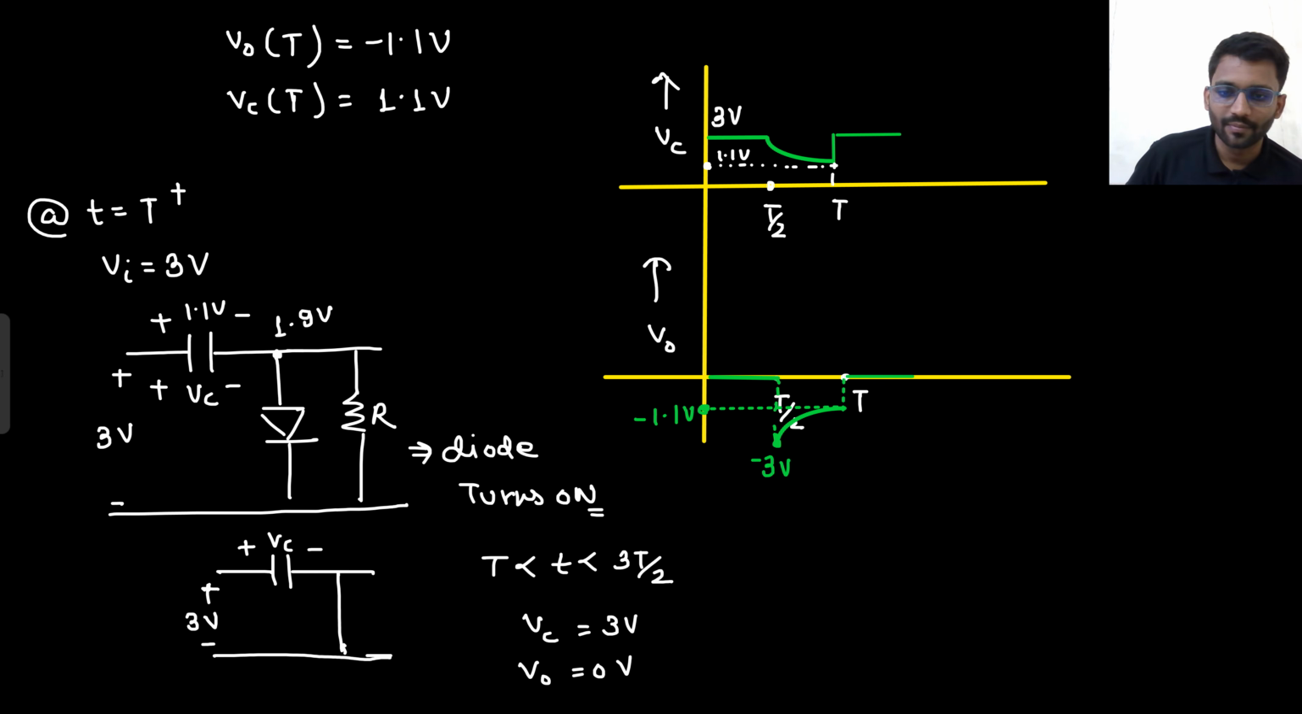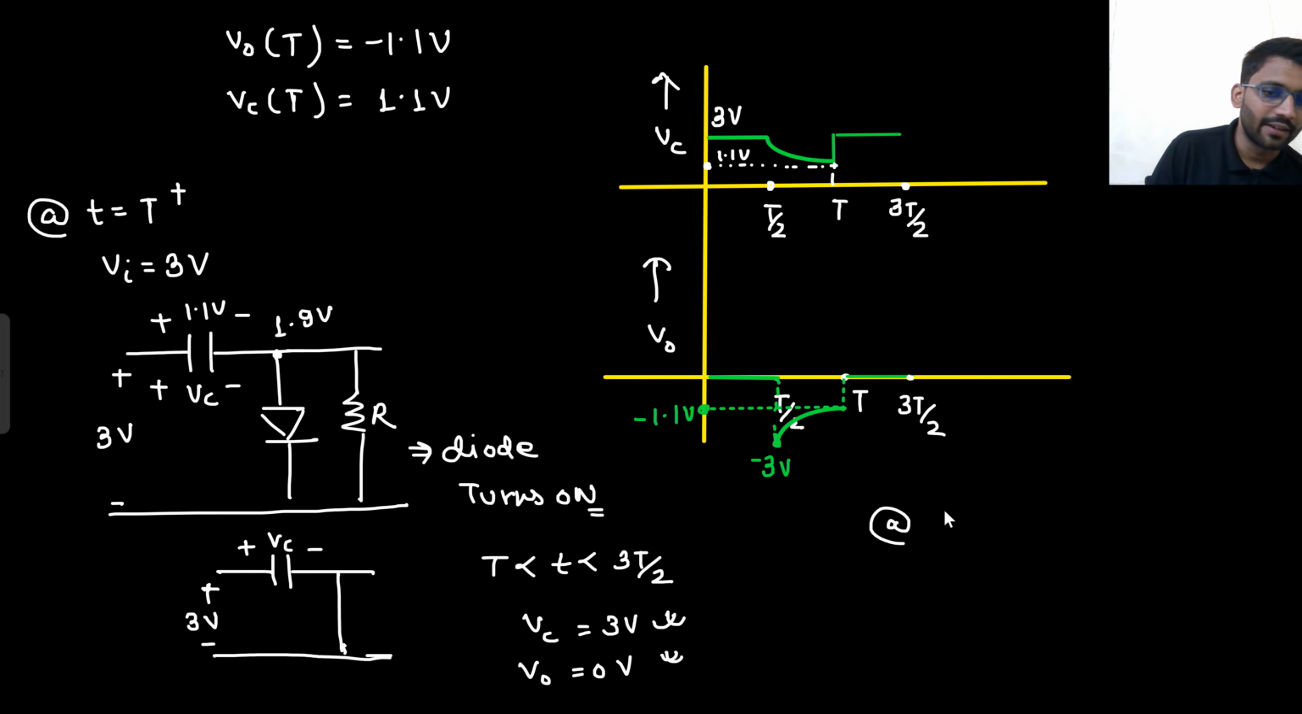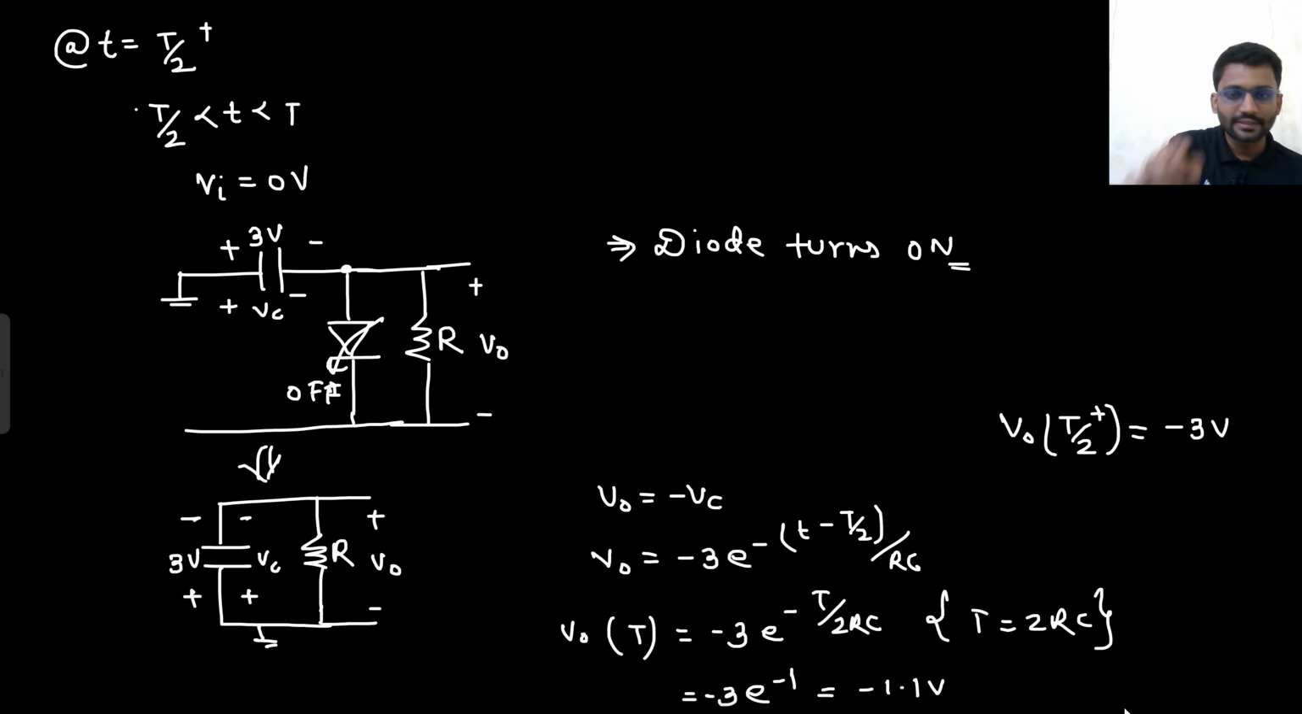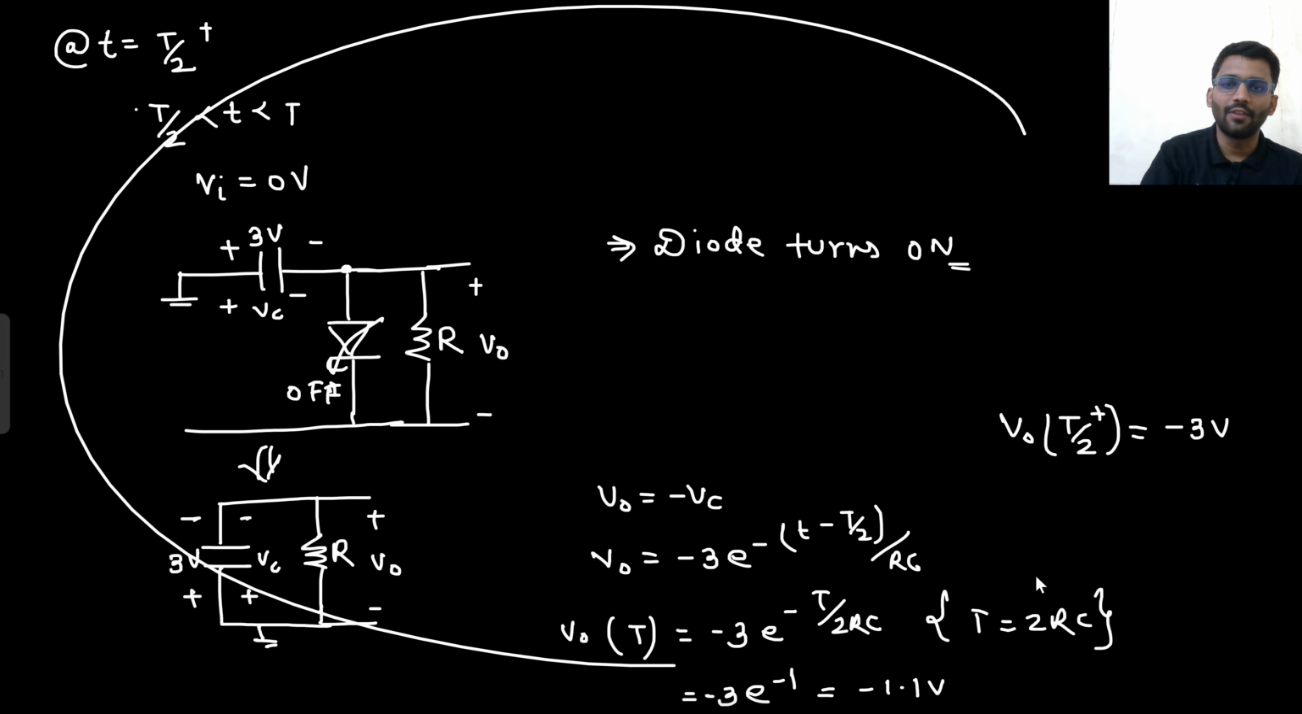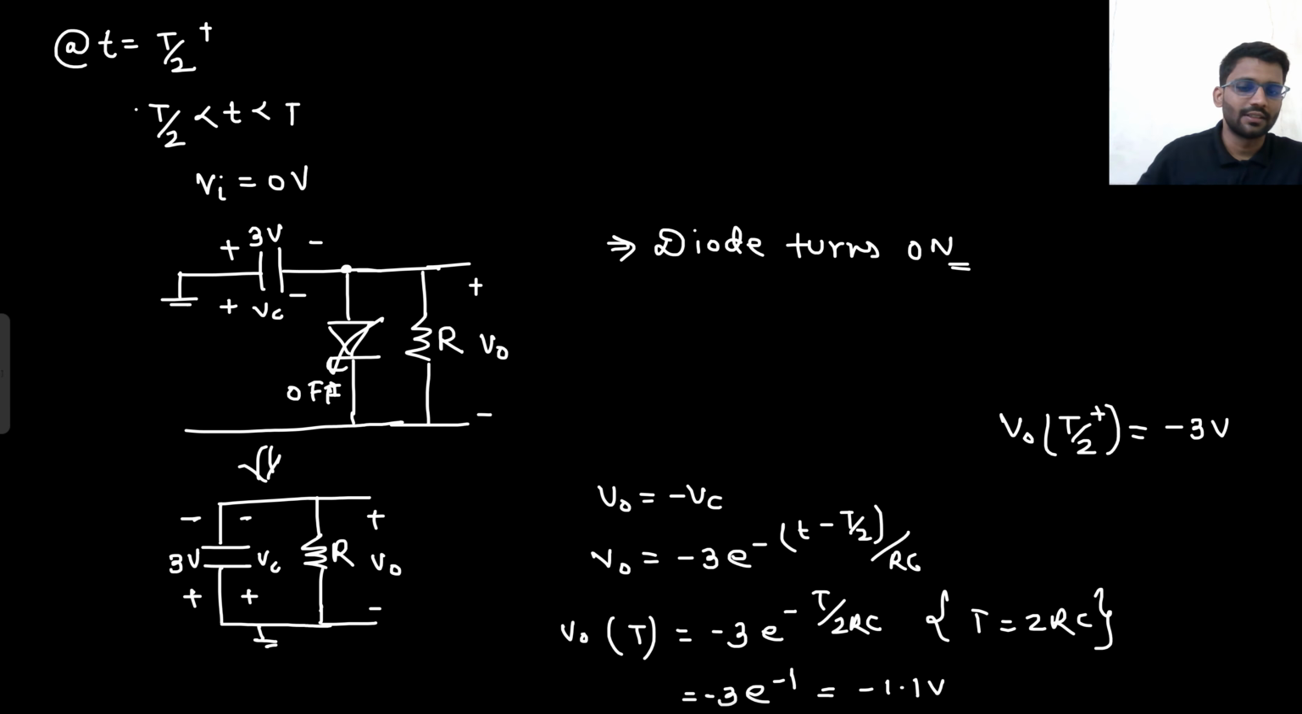This is happening till time 3T by 2. After that what will happen? VC is again charged to 3 volt. So at T equals 3T by 2 plus, what will happen? The same thing will be happening. At 3T by 2 plus, input will be gone. It is charged to 3 volt.